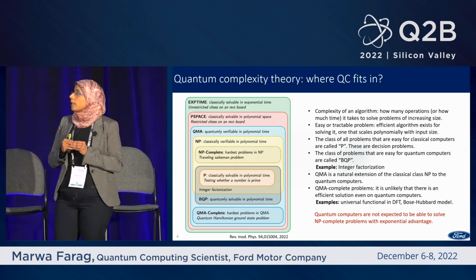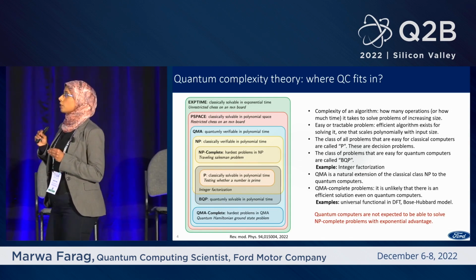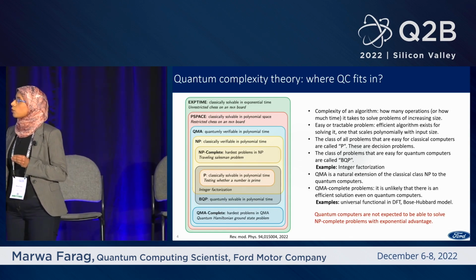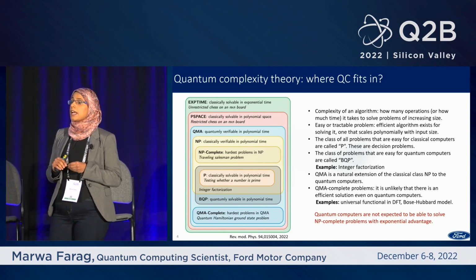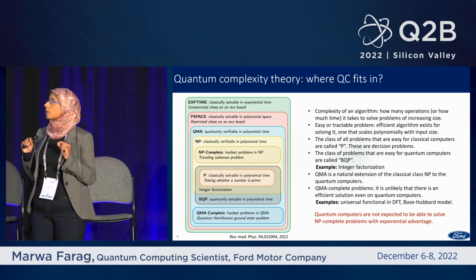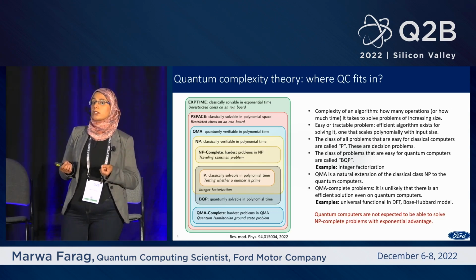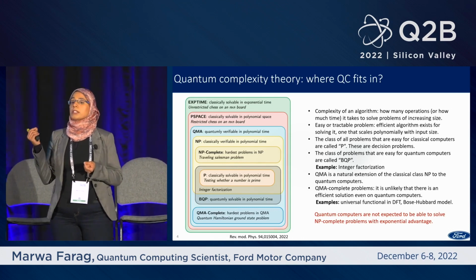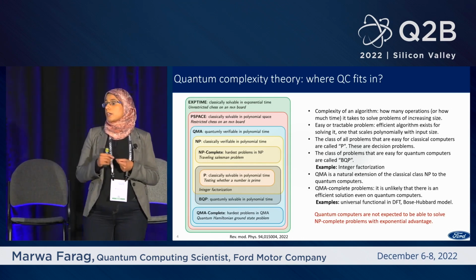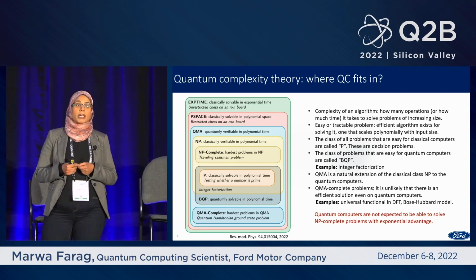In quantum computers, the problems that we are going to be able to efficiently solve are called BQP. This includes all the P problems in classical, and in addition, a small part of the NP problems. An example of this is Shor's algorithm, which can solve factorization problems in polynomial time. We don't know any classical algorithm that can solve the same problem in polynomial time.